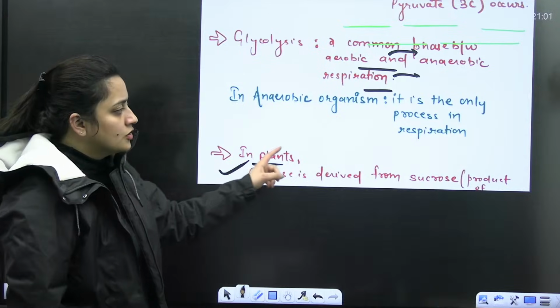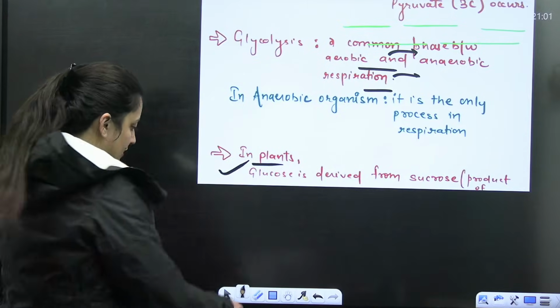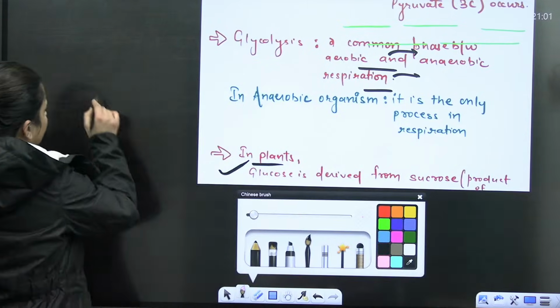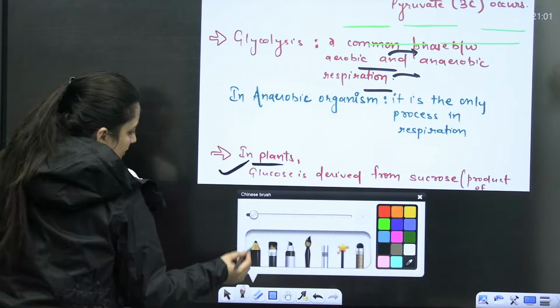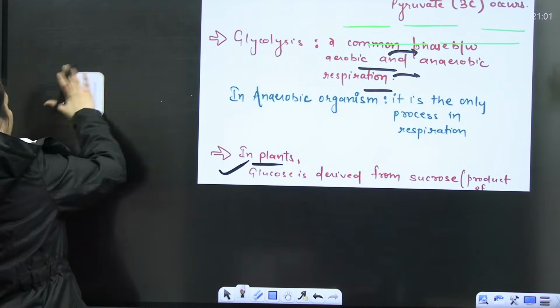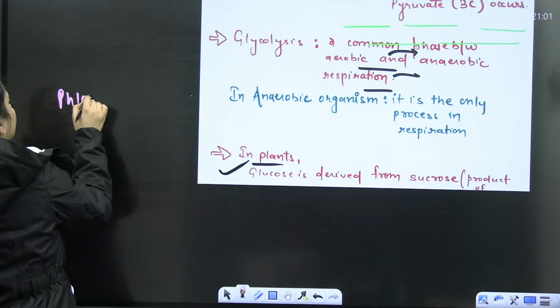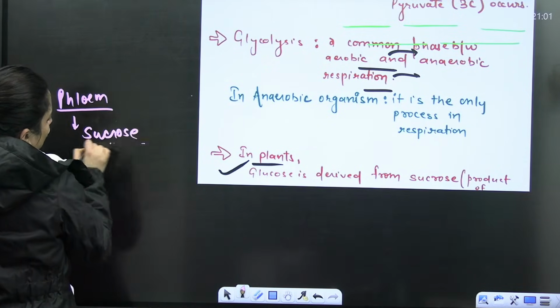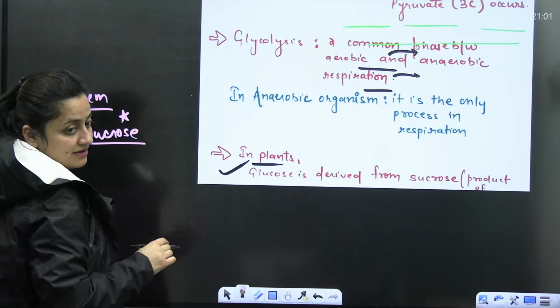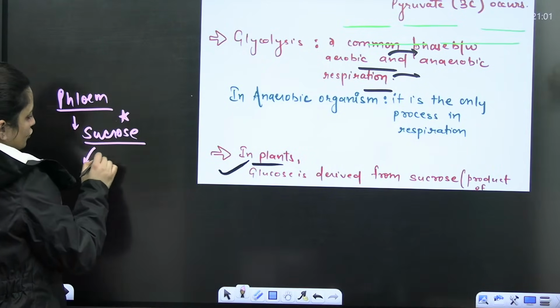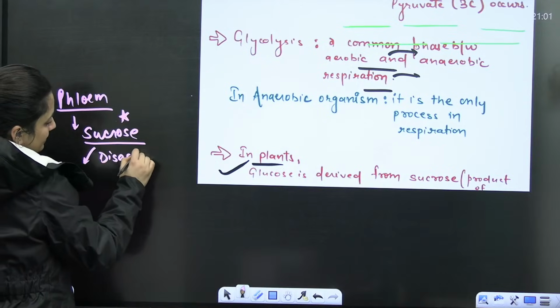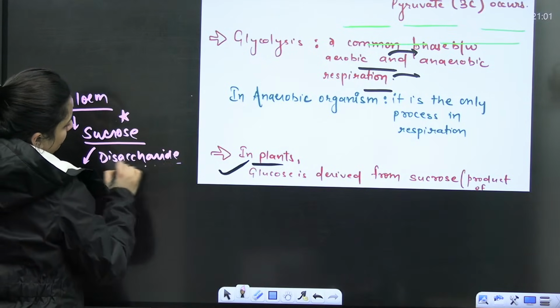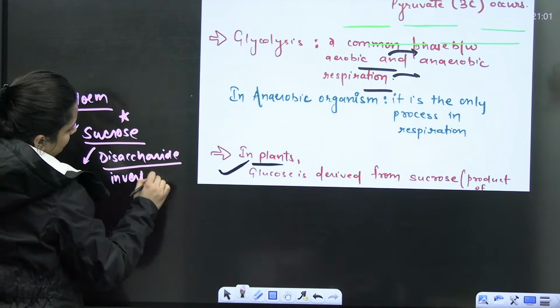In plants, glucose is derived from sucrose. Remember, it is the phloem that helps in the translocation of organic food. So phloem is having sucrose. Sucrose, we know, is a disaccharide. It is an invert sugar.